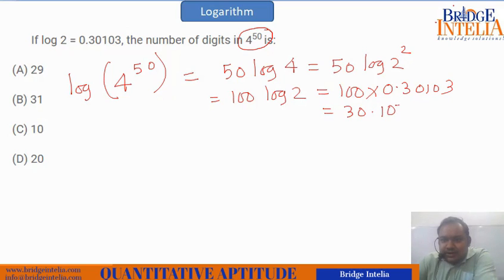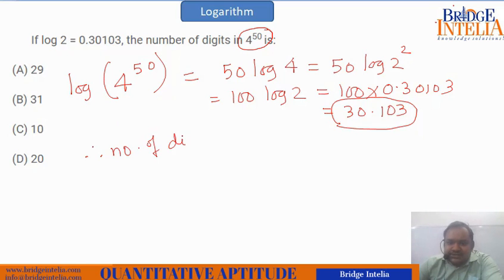So this becomes 30.103. First you will have to do this and then add 1 to the integral part. What is the integral part? It is very clear that the answer is more than 30 because it has exceeded 30. So first you have to find the value of the log, and after you have done that, you discard the decimal part, take only the integral part and then add 1 to it. Therefore, the number of digits is equal to, discard the decimal part 0.103, take only the integral part, 30, and then add 1 to it. So the number of digits will be equal to 31.